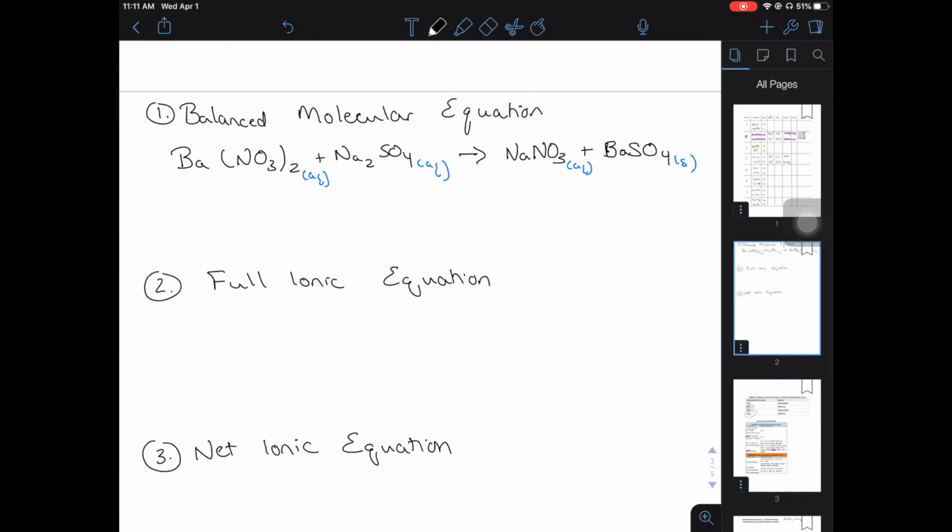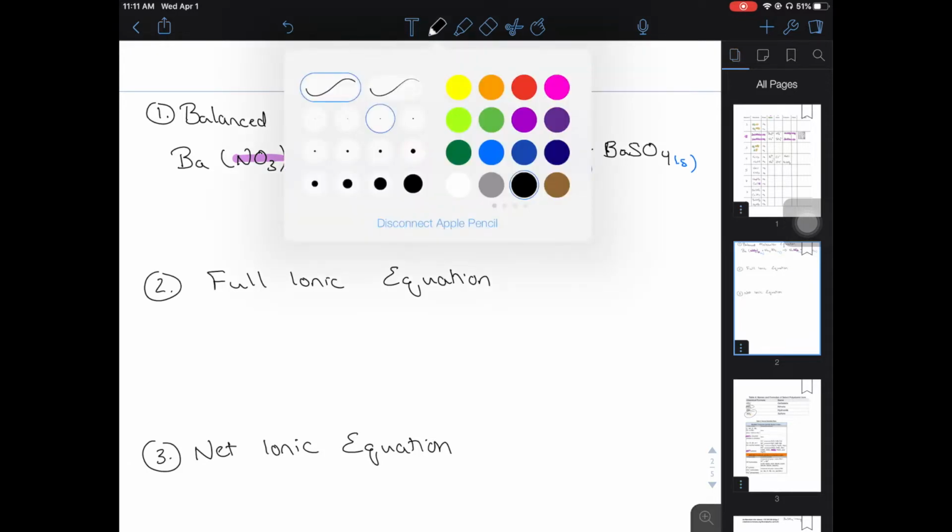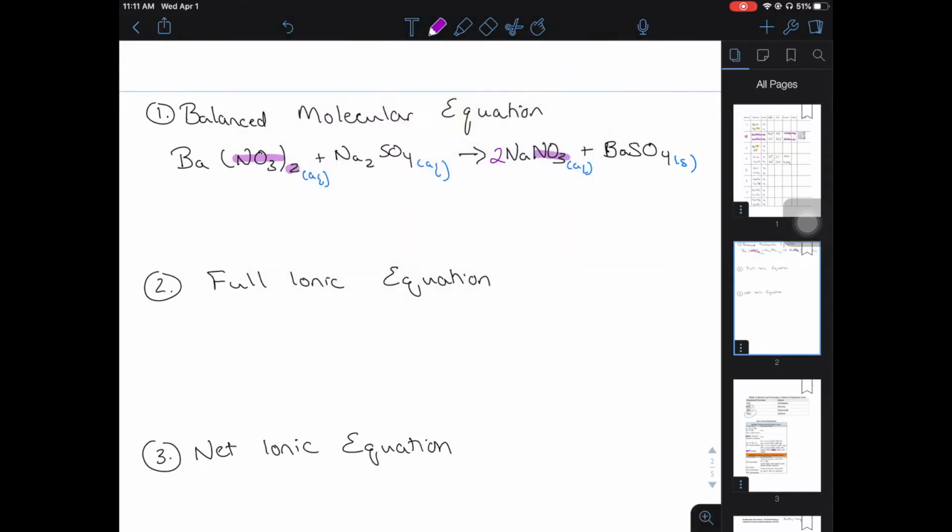But if we look at the nitrate group here on the left side, there are two of them, and on the right side, there's only one. So what we would have to do is put a 2 out front in order to have the same number of nitrate groups on the left as on the right. So I can't put a subscript on the nitrate on the right-hand side of this equation. You have to put the 2 out front.